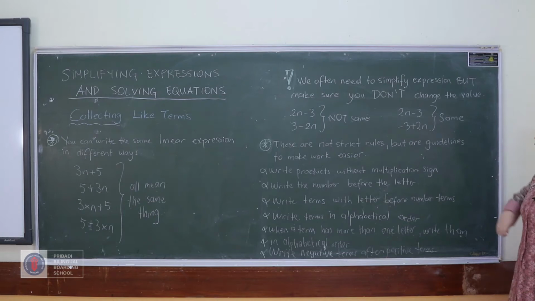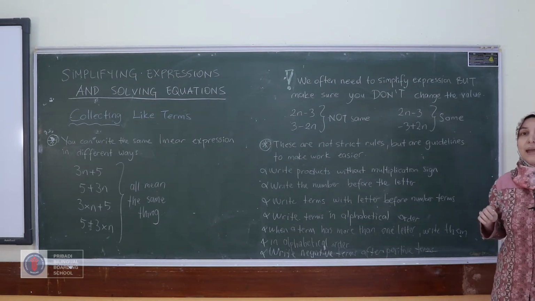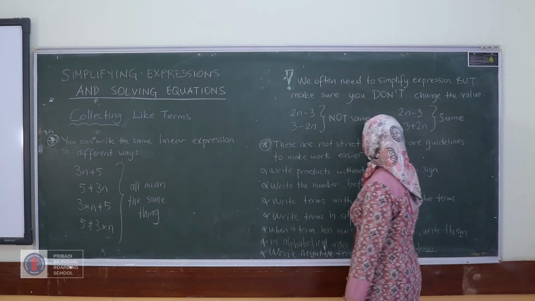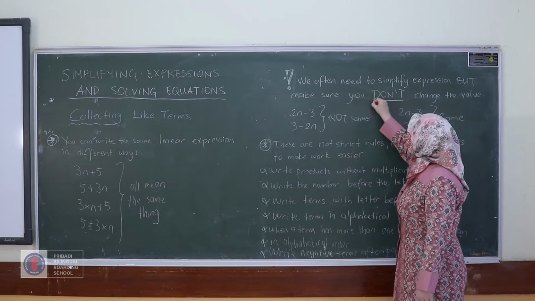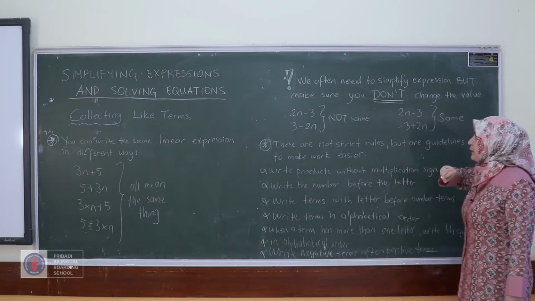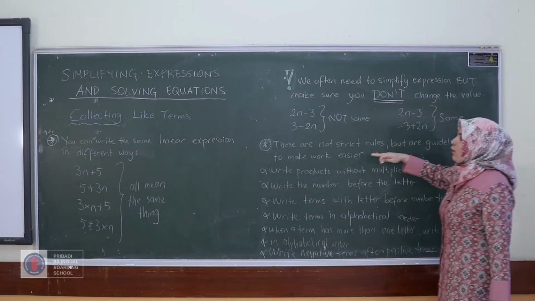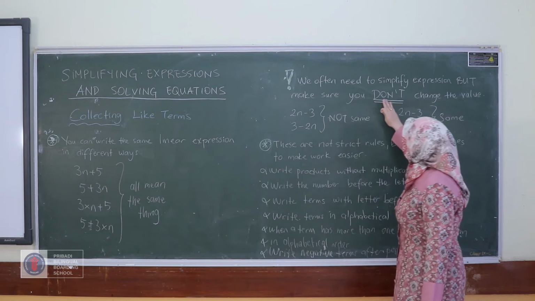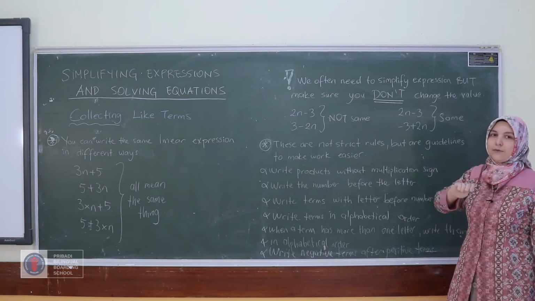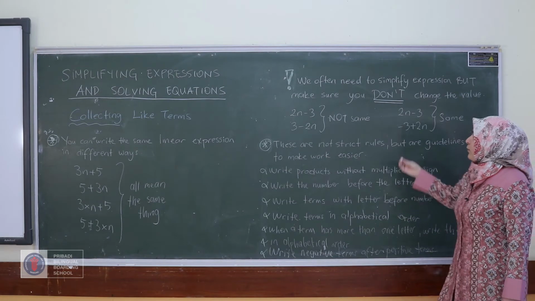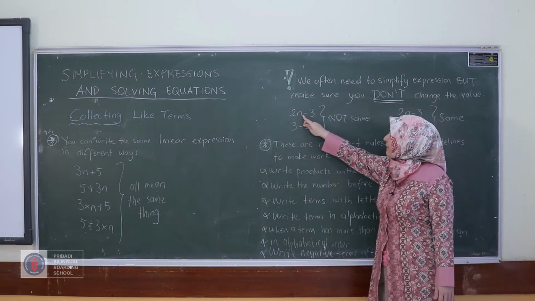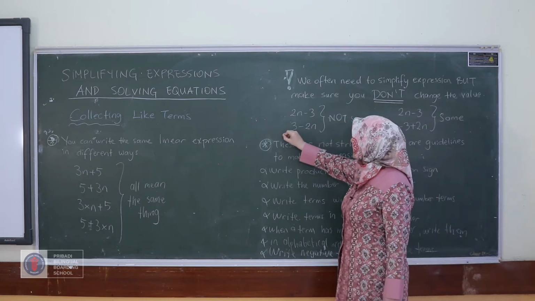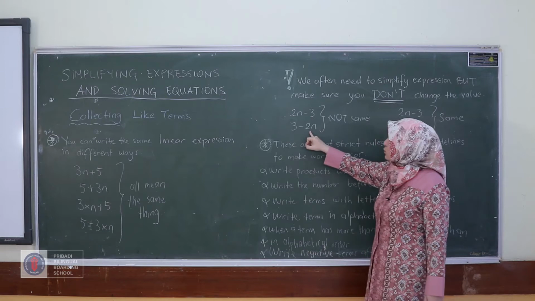And we often need to simplify expressions, but make sure you don't change the value. Okay? It's really important. We can simplify an expression or write it in different ways like that, but make sure that you don't change the value. For example, 2n minus 3. Can we write this as 3 minus 2n?